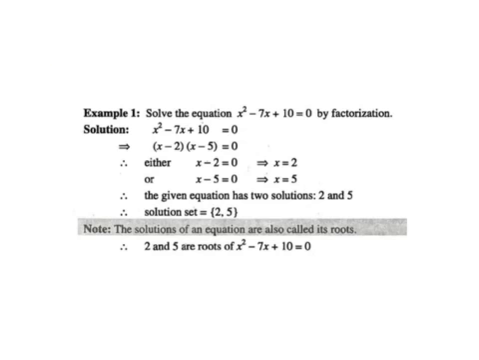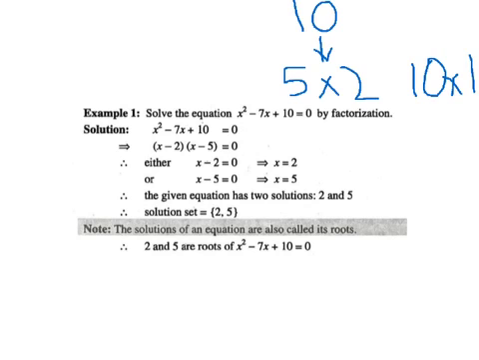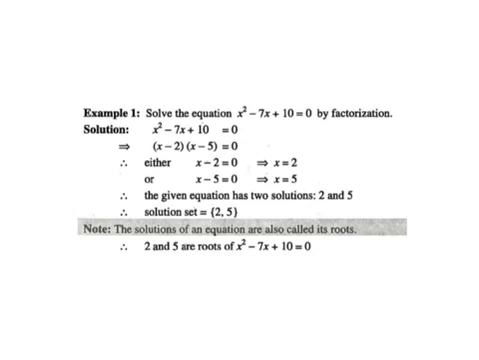Now, looking for factors for 10, we have 5 multiplied by 2 equals 10, and also 10 multiplied by 1 equals 10. But it's quite clear to see that only 5 and 2, when combined, will equal a value of 7. Therefore, we are now going to try and use 5 and 2 to solve this equation.